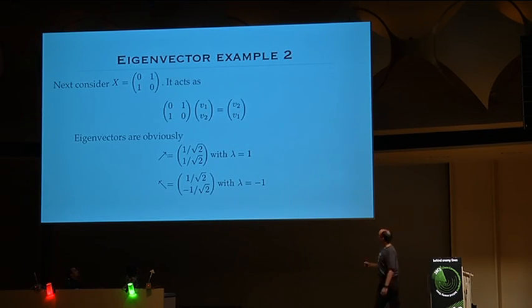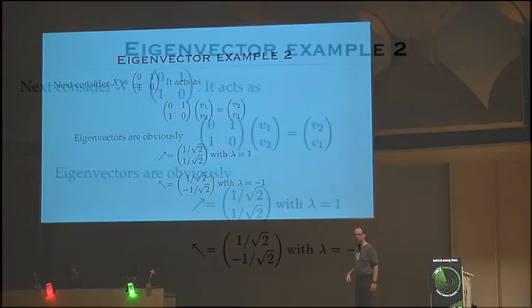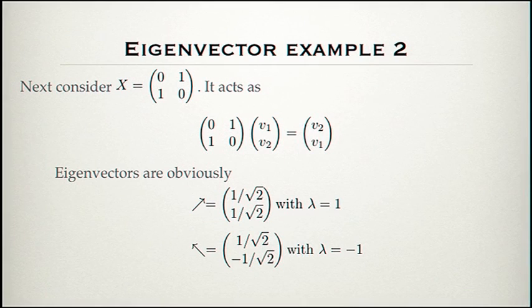Okay, next example is my X. Remember, X switches the components. So here you see v1, v2 gets mapped to v2, v1. Okay, how can it be a multiple of itself when I swap the components? Well, trivially, if both components are the same, right, then if I switch the same numbers, I don't do anything at all. So, okay, here are square roots of 2.